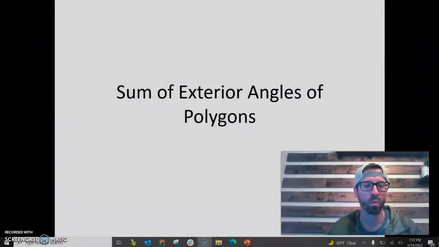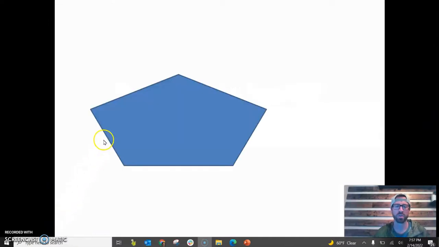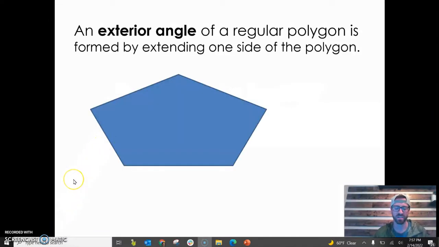All right, in this short video, we're going to look at the sum of the exterior angles of a polygon. You should have already watched the video over the interior angles because we're going to draw on some of that knowledge to do what we're doing in this video. So first off, let's define what an exterior angle is.